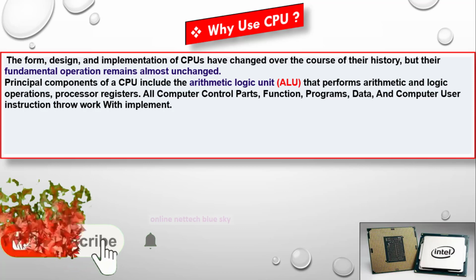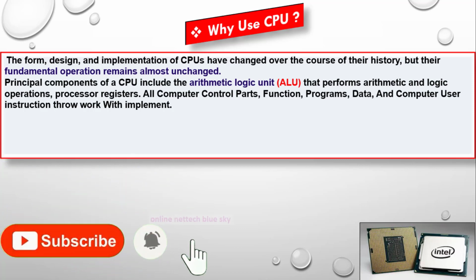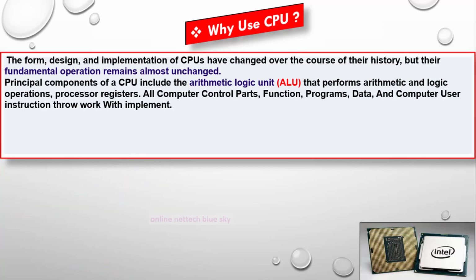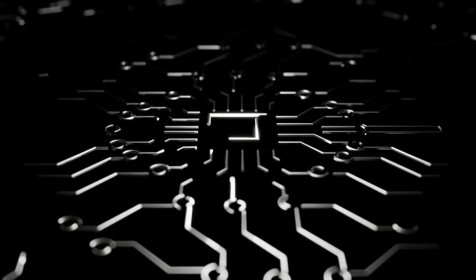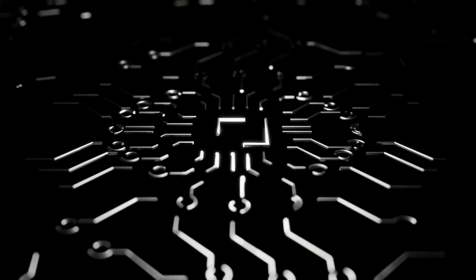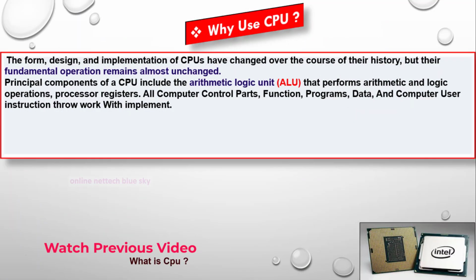The CPU controls all computer parts, functions, programs, data, and computer user instructions. Anything you are working on your computer, your control parts like mouse, keyboard, your motherboard, everything is controlled by the central processing unit. Second is a function. You start up, turn on, shut down, everything. This is one type of important work done by the main CPU.